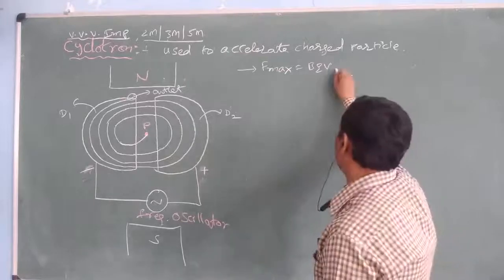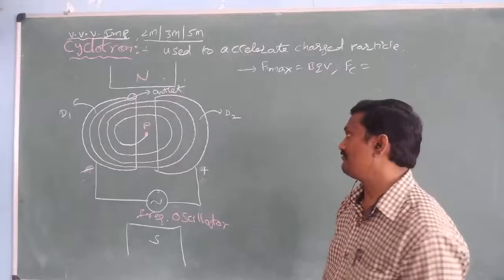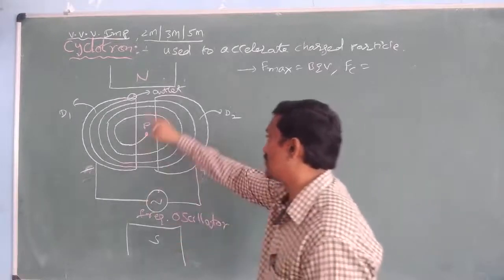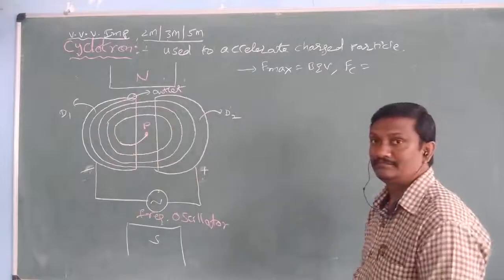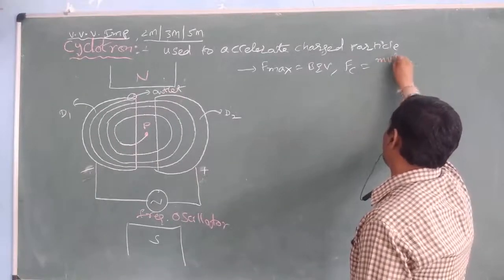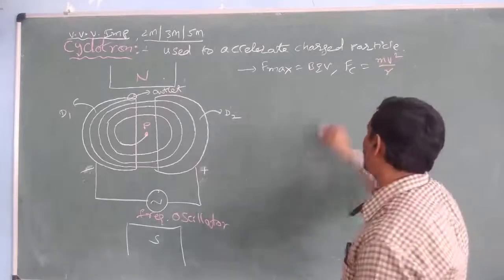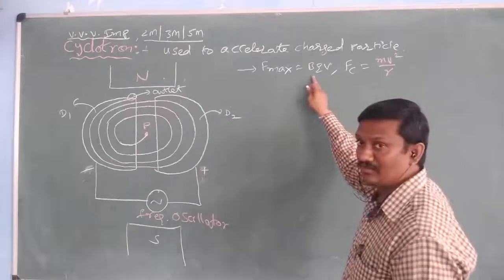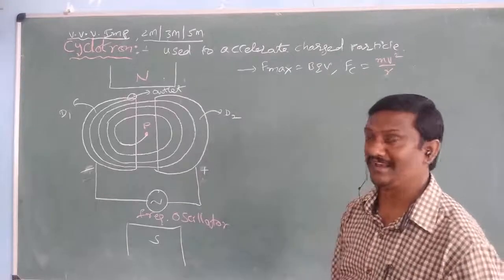This maximum magnetic force is balanced by centripetal force. Under the influence of this maximum magnetic force, the particle follows a circular path. Inside this circular path, the particle has centripetal force. We know centripetal force means mv square by r. This centripetal force is balanced by the maximum magnetic force. Every time the particle lies in the circular path only.